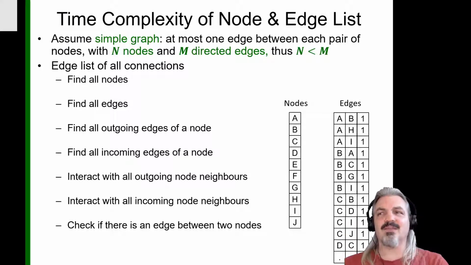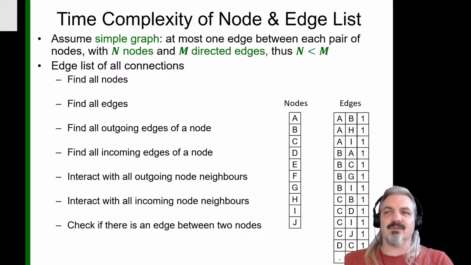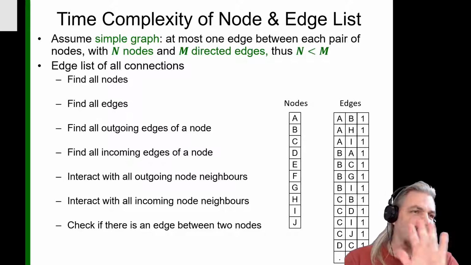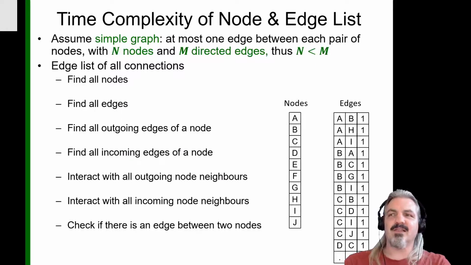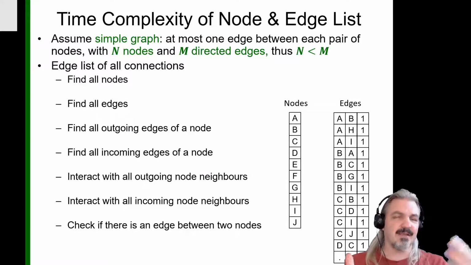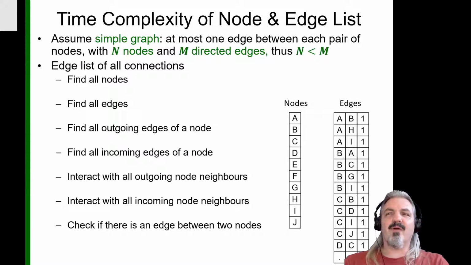So what do we think of finding all nodes? Well, that's going to be simple. We've still got order n. Finding all edges, well, that's order m, so that's still fine. Finding all incoming edges of a node. How would you do that? Thoughts?